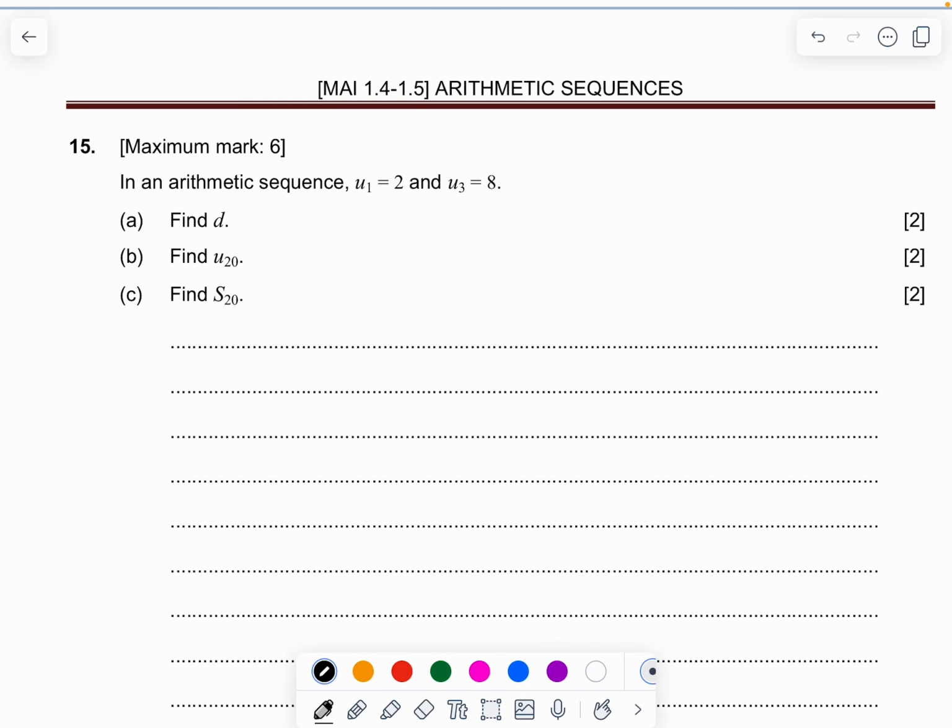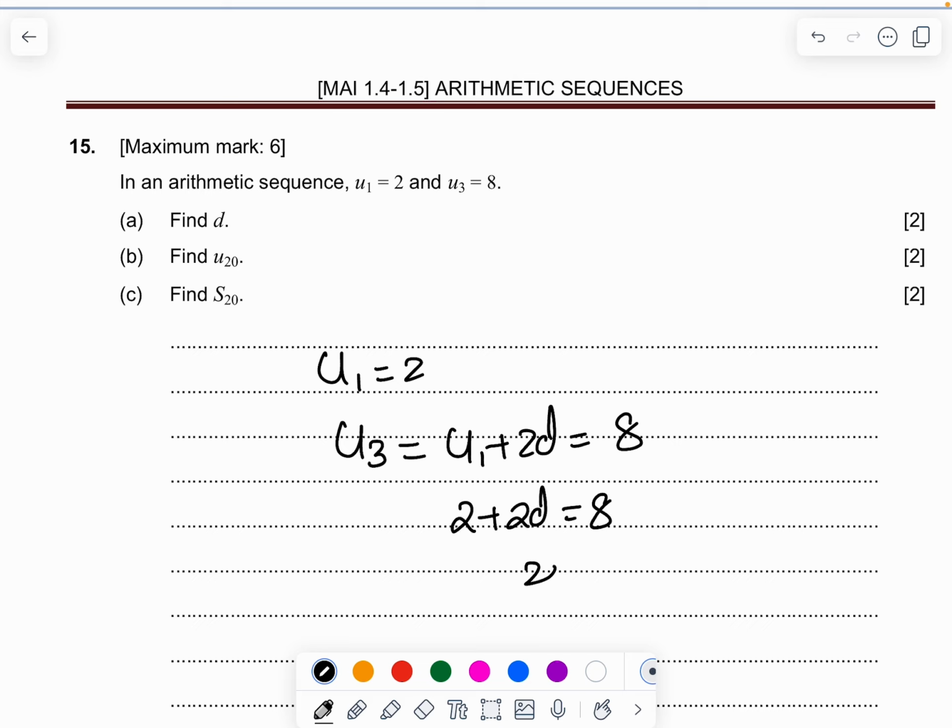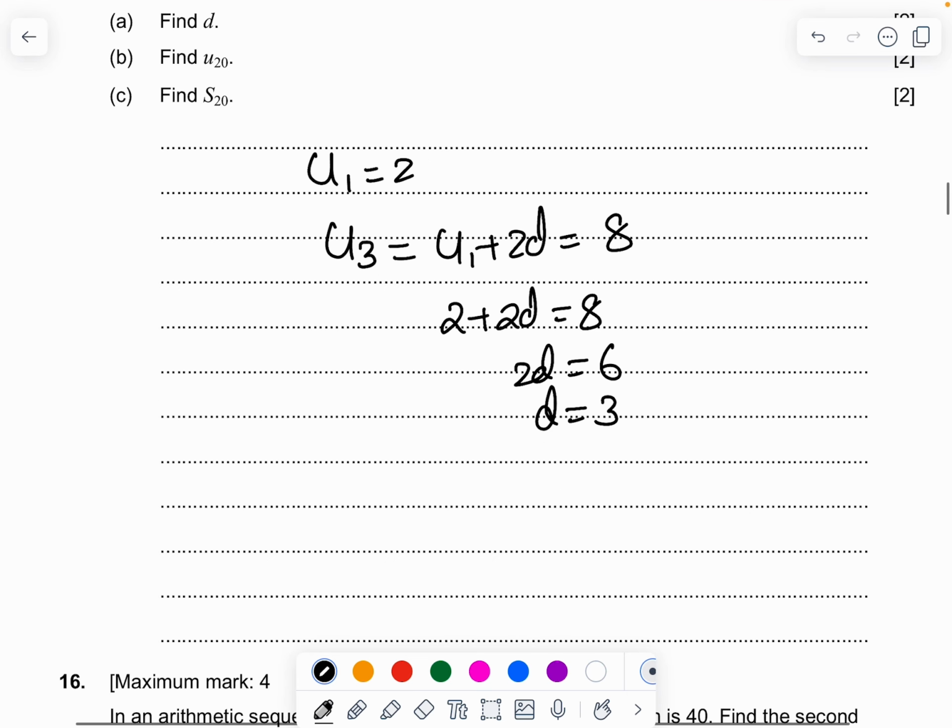In an arithmetic series, u1 and u3 are given. So u1 equals 2, and u3, which is u1 plus 2d, equals 8. What is u1? 2. 2 plus 2d equals 8, so 2d equals 6, and d equals 3. It is asking us to find u20, which is u1 plus 19d. 2 plus 19 times 3, which is 59.